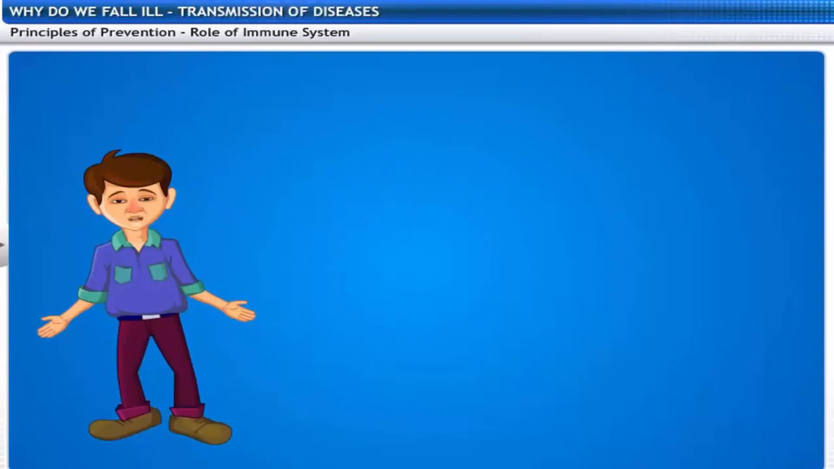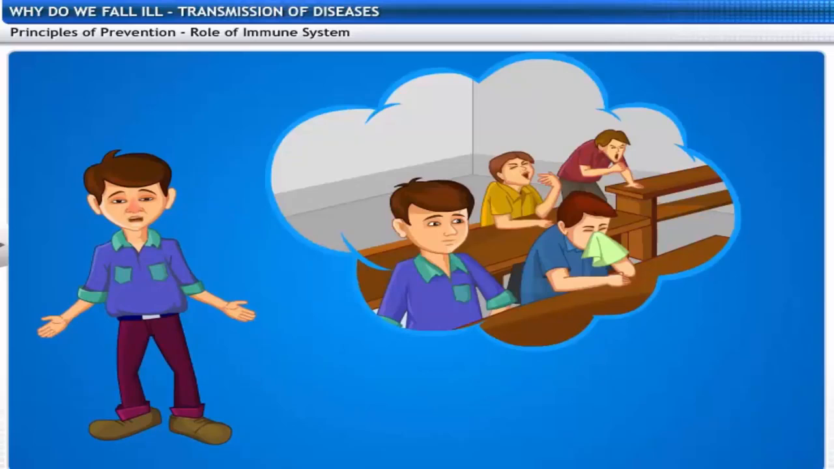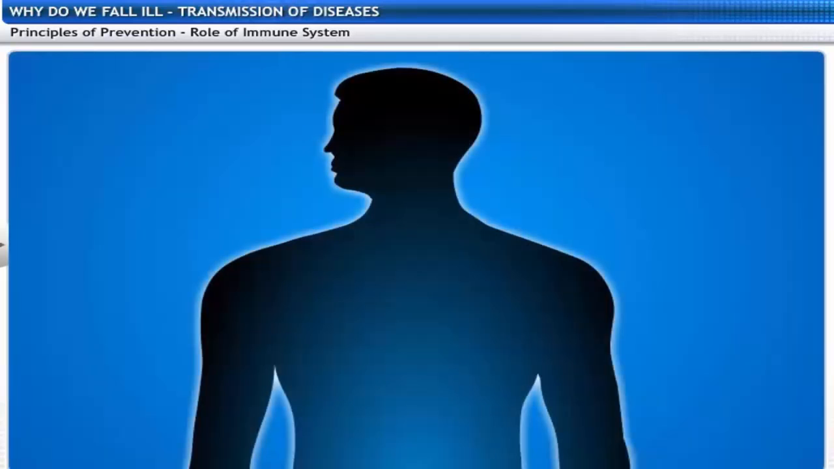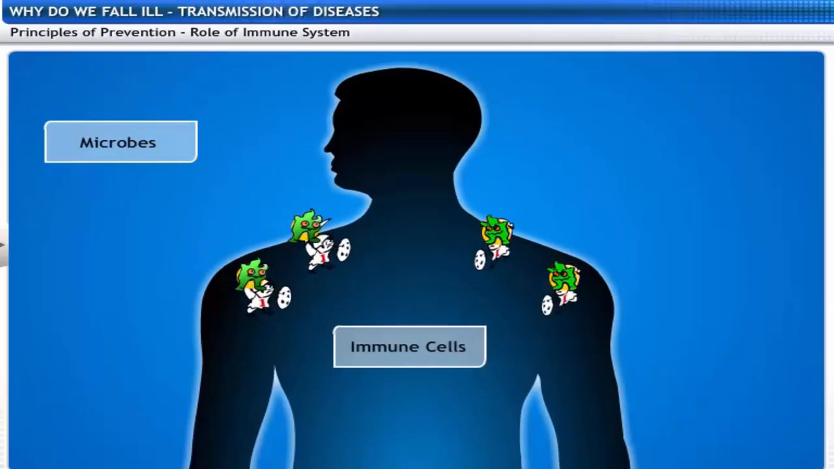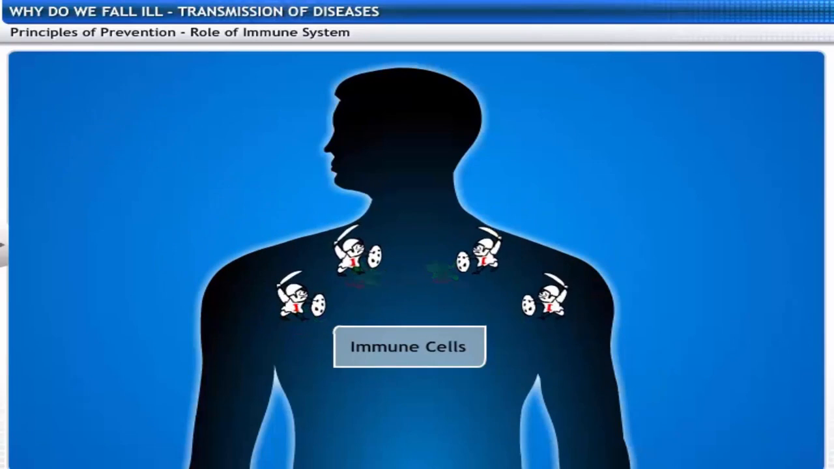Mom, I have a doubt. One of my schoolmates was suffering from a cough and cold last week. Why weren't all the people around him getting the same infectious disease? This happens because the immune system of our body is fighting against the microorganisms.